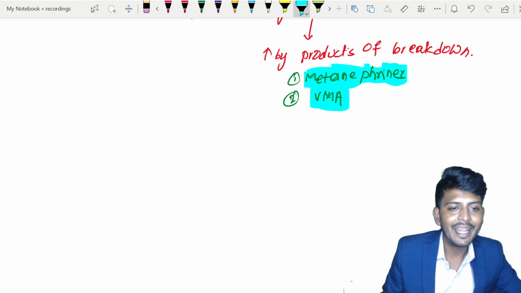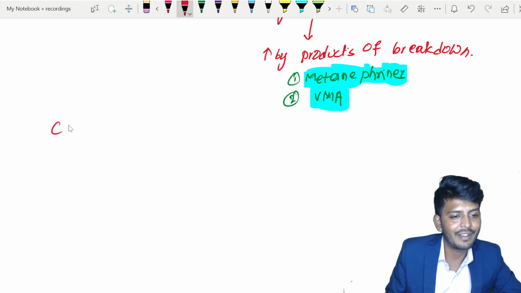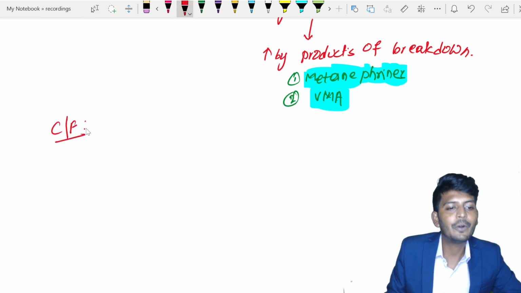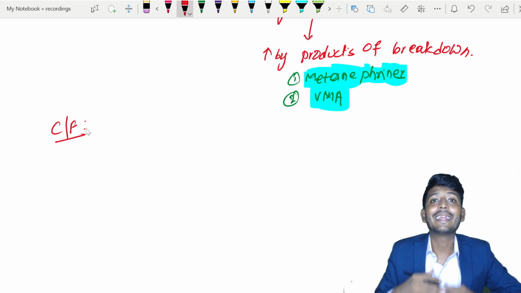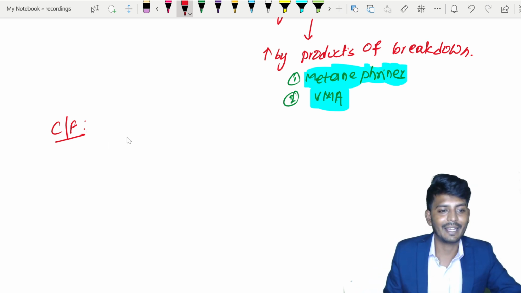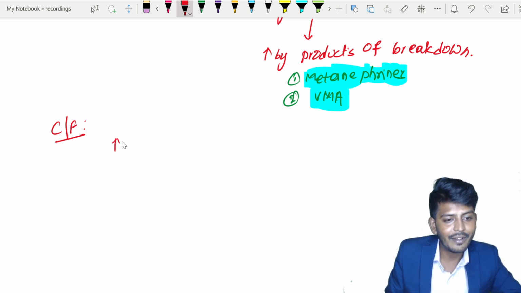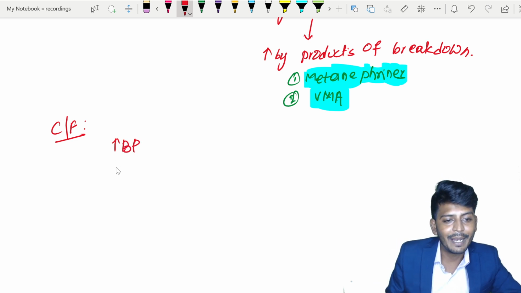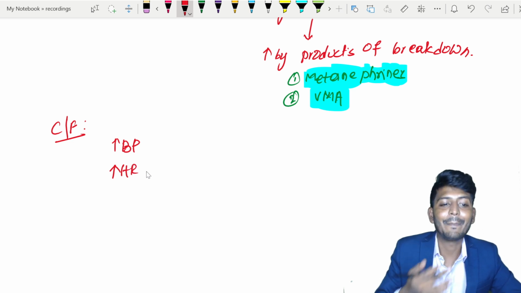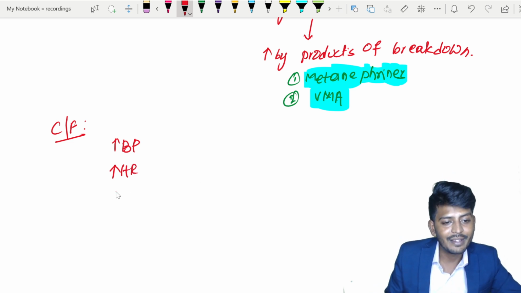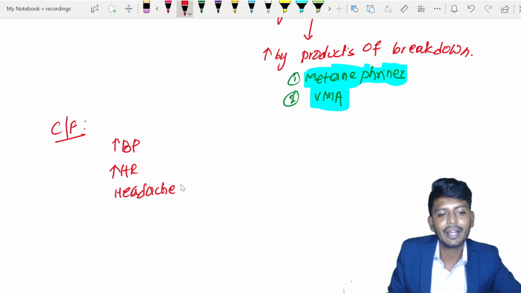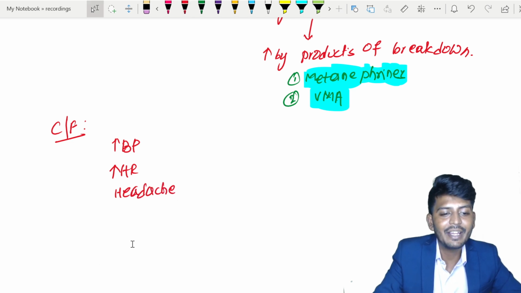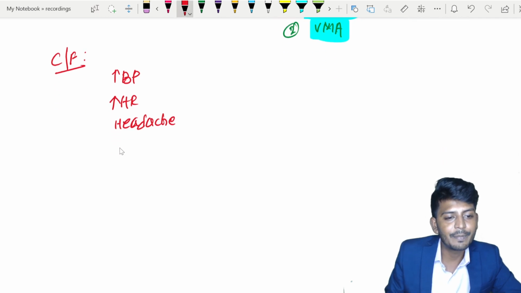That next important aspect is the clinical features of pheochromocytoma. In pheochromocytoma, you can remember there is an excessive activation of the sympathetic nervous system, so automatically there is an increase of blood pressure, right? Apart from increased blood pressure, there's an increase of heart rate, so the patient will have palpitation, and also, my dear students, the patient will have headache.